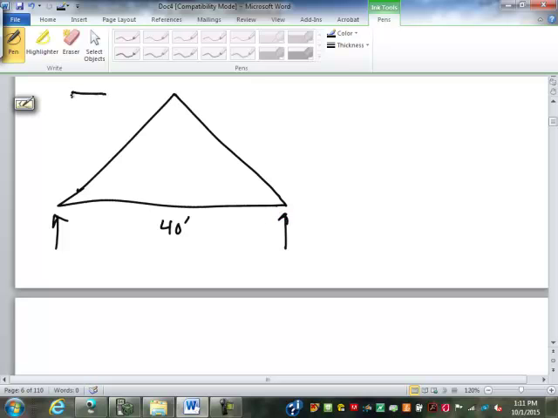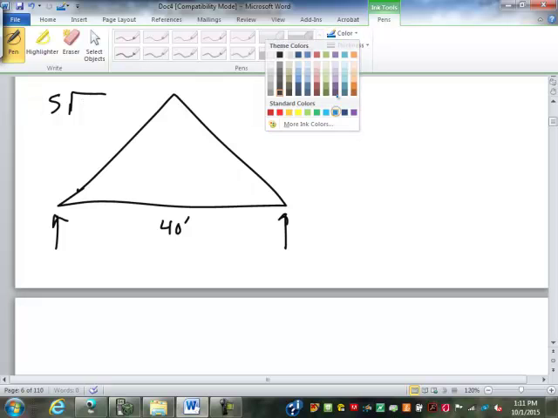40-foot span. The symbol for slope, by the way, is usually like this. Let's say this is a 4/12 slope. Actually, let's do a 5/12 slope. That one's easier. We're going to do a 5/12 slope. First of all, what is our run?